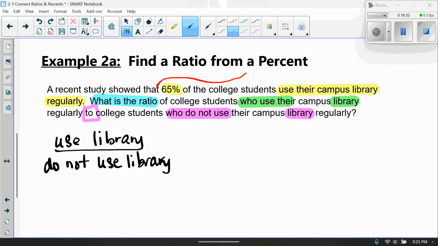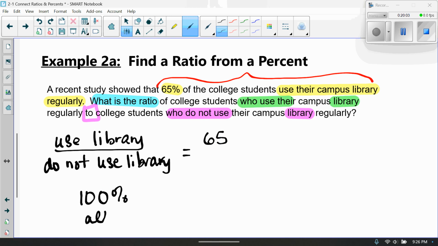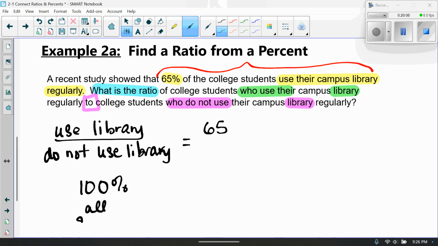Now, up at the top, it says that 65% use their library, right? So 65 out of 100 use their library. So 65 is going to go in the numerator. But now we have to figure out how many do not use the library. 100% of the students is all of the students, right? So 100% is all students, minus the ones who do use the library, 65% use the library.